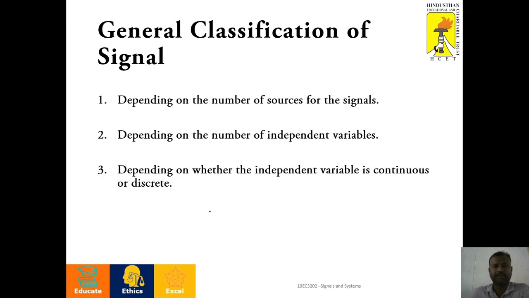With this, we can conclude that the general classification of signals includes depending on the number of sources, depending on the number of independent variables, and depending on the nature of the independent variable, whether it is continuous or discrete.